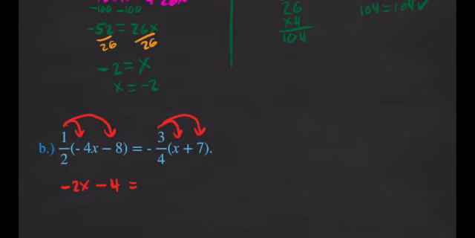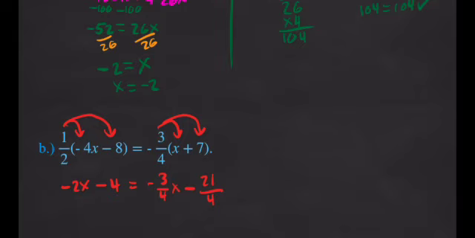Okay, negative 3/4 of an x is still going to be a negative 3/4 of x. Negative 3/4 times a plus 7 is going to be a negative, or a minus. 7 is technically 7 over 1. 7 times 3 gives us a 21. And 4 times 1 gives us 4. Okay, well, we simplified some.